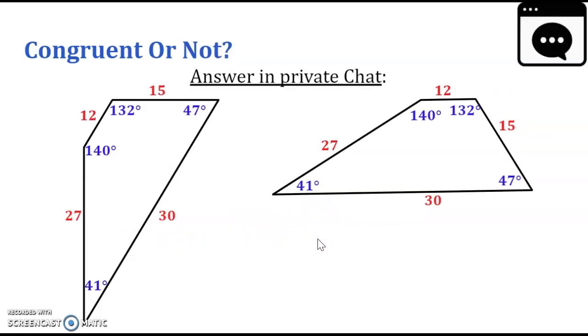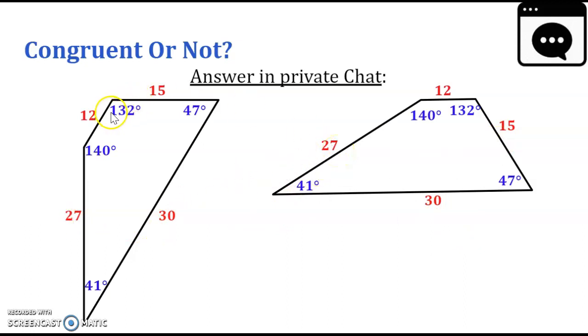So what do you think about this polygon? Okay, this is how many sides? 1, 2, 3, 4. Four-sided shape, so it's a quadrilateral. And now, does it fit the congruence definition? Do they have all the corresponding angles having the same measure and all the side lengths having the same measure? Yes, they do, because 12 matches up with 12 here, 15 matches up with 15, 30 matches up with 30, and 27 matches up with 27.